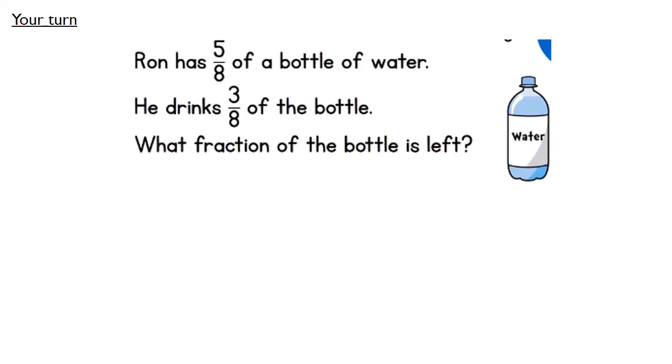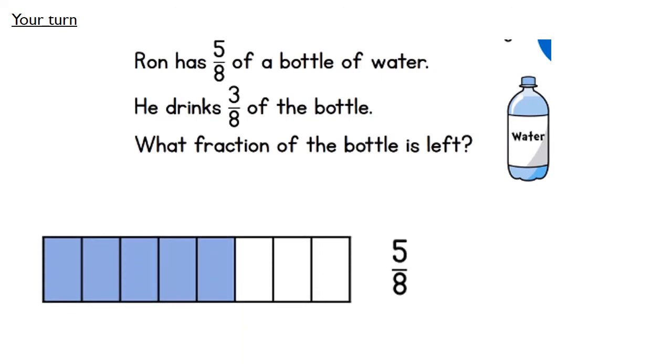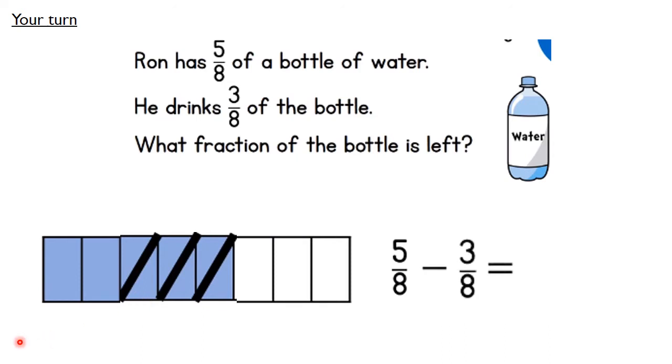Right, so we know Ron has 5/8 of a bottle of water. So here is our image. We have split into 8s and we have 5/8 shaded in blue. He drinks 3/8 of the bottle. So there you go. We've removed 3/8. So how many 8s is he left with? Very simply, he's left with 2 8s. 5 subtract 3 is 2. The denominator is the same, so we do not need to worry about the 8s. He has 2 8s of the bottle left.